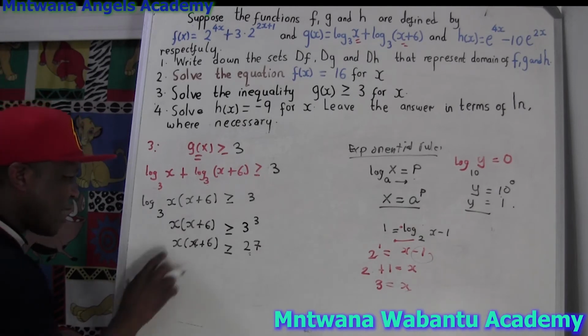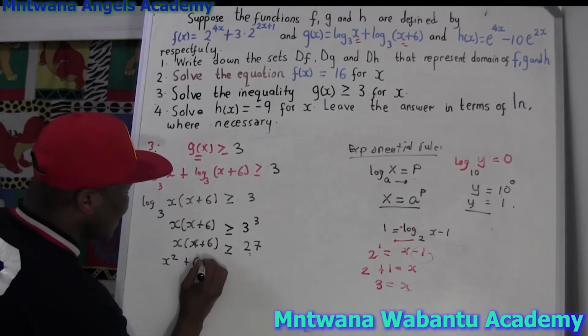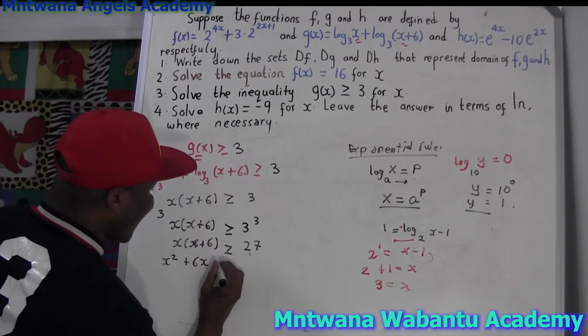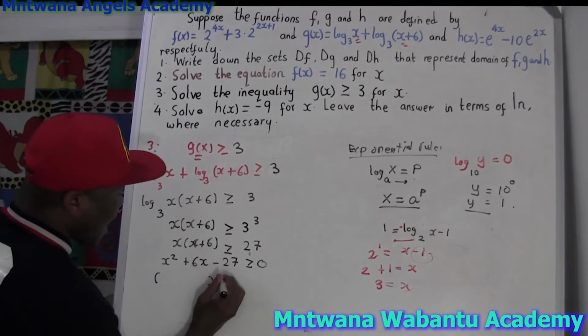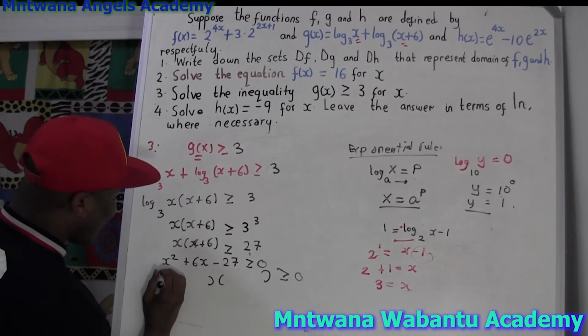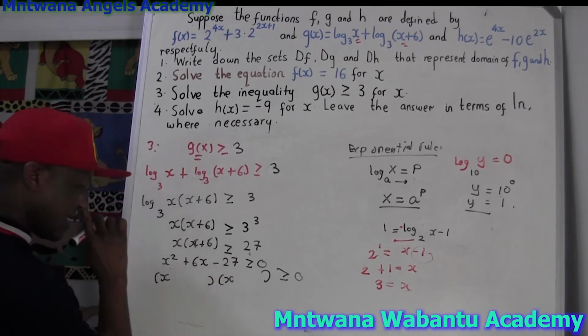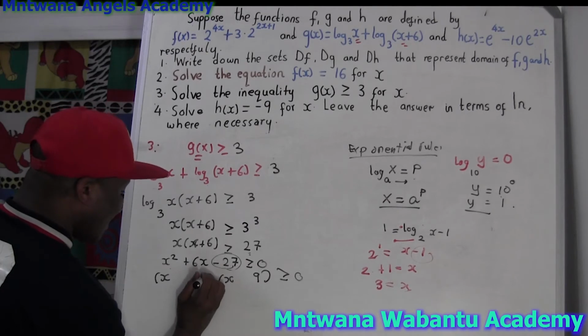So for that case now I'm going to multiply, and this is going to be x squared, and x times 6 is going to be 6x, and minus 27 comes back, greater or equal to 0. So now I can factorize. To get x squared, this must be x and this must be x. How do I get negative 27? One must be 9 and one must be 3.